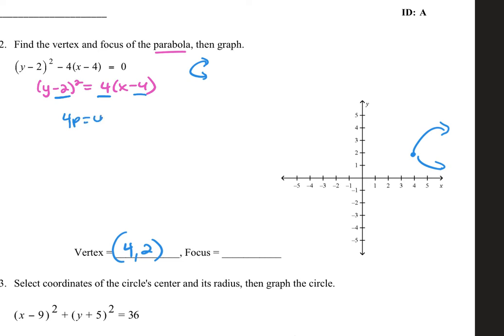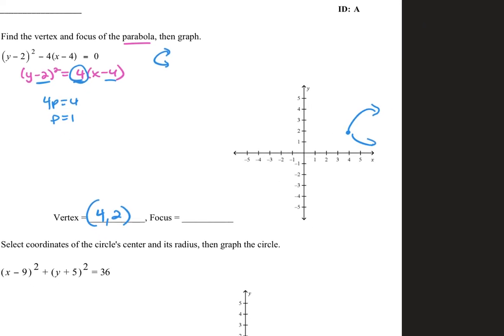4p equals 4, because that's what's in front of the parentheses, which means p equals 1. That tells me the focus is 1 unit to the right, which would be 5, 2. It didn't ask for it, but if it asked for the directrix, I'd go 1 unit to the left, and that would be x equals 3.